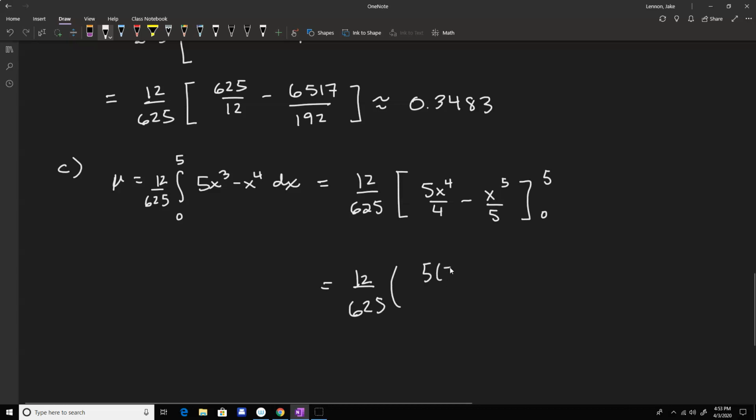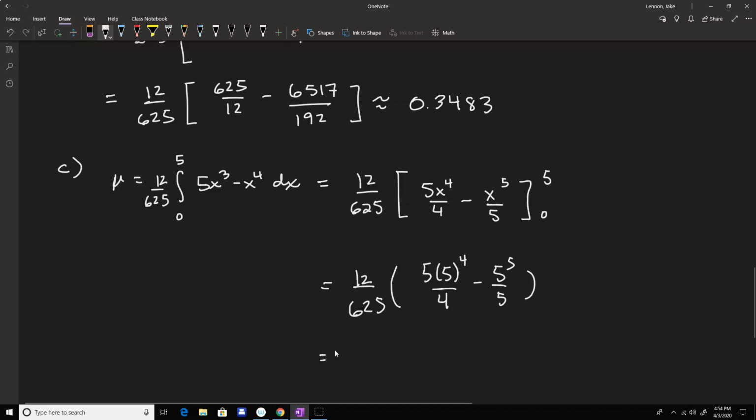So we get 5 times 5 to the 4th over 4 minus 5 to the 5th over 5. And so let's see, that's going to be 5 to the 5th over 4 minus 5 to the 5th over 5. So if you do a 4th minus a 5th, that should just be 5 over 20 minus 4 over 20.